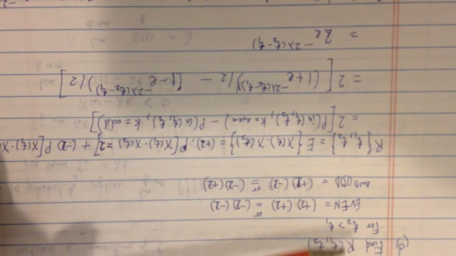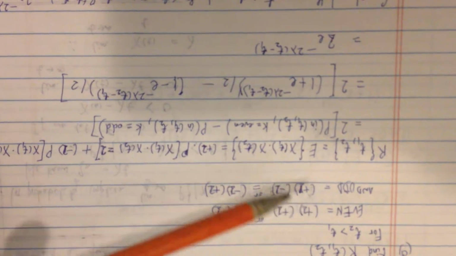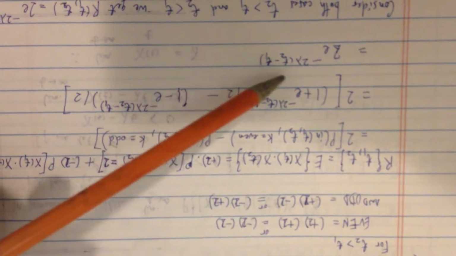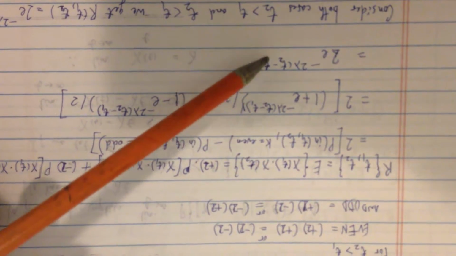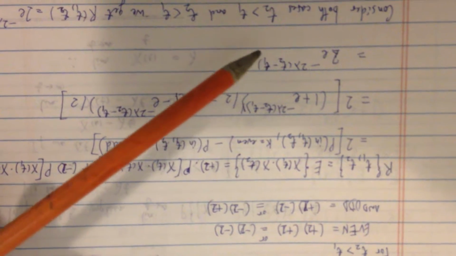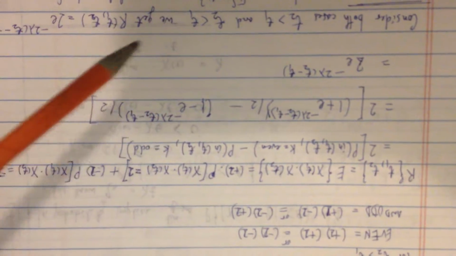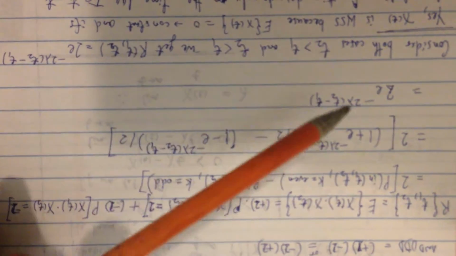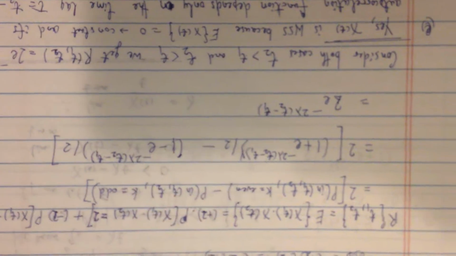But this is for the case when t2 is greater than t1. Now when t1 is greater than t2, there will simply be a change in this power here. Instead of t2 minus t1, it will become t1 minus t2. So a simple formula would be the magnitude of t2 minus t1.